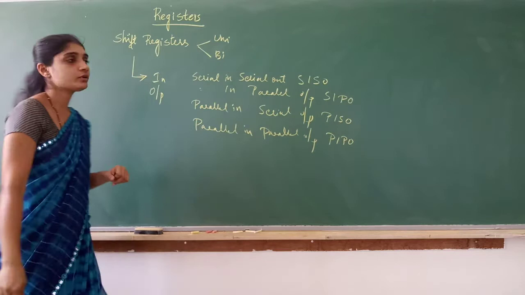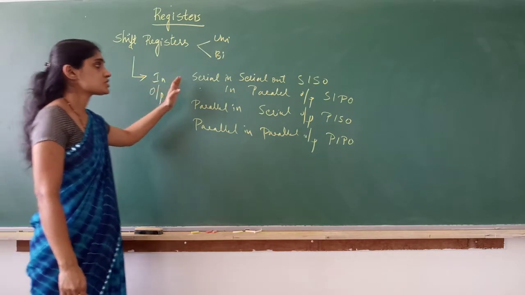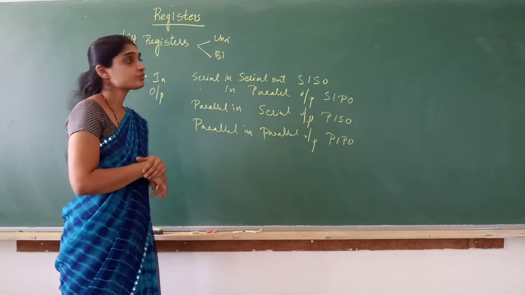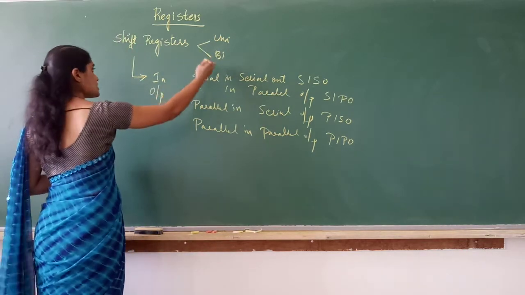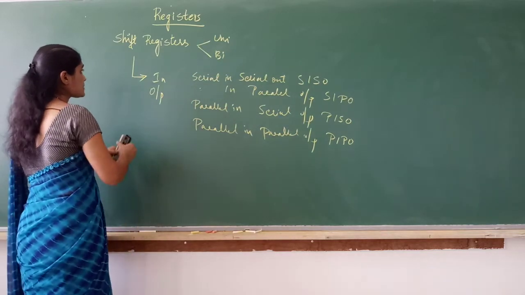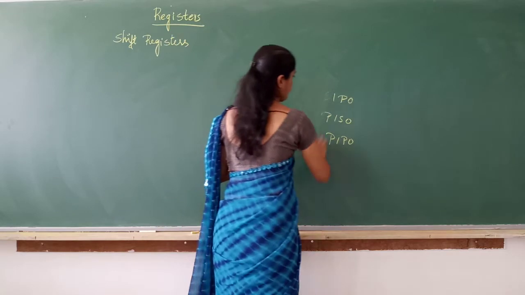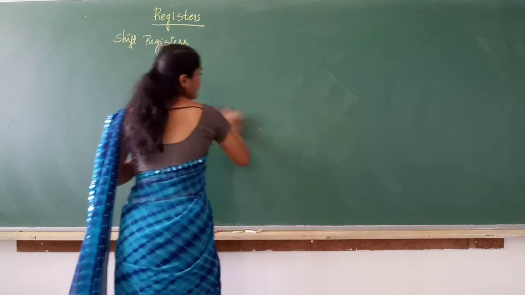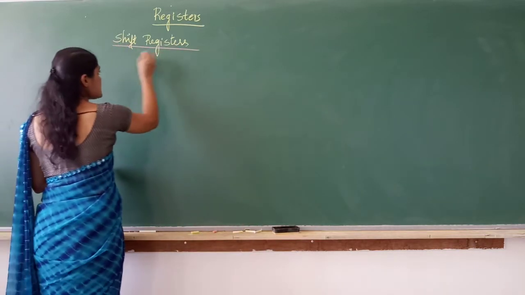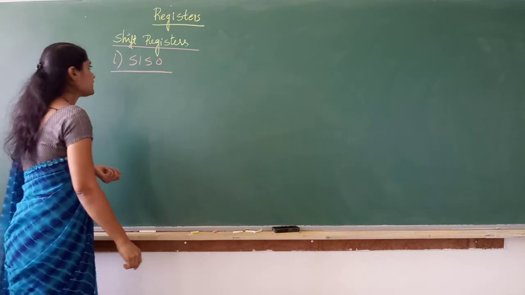Again in the lab, we will be doing experiments on all these 4 types of registers. You are going to demonstrate serial in, serial out, serial in, parallel out, parallel in, serial out, as well as parallel in, parallel out registers. In your syllabus, you are going to learn unidirectional, bidirectional, and all these types of shift registers. So let us take the first one, the unidirectional shift register, that is serial in, serial out. Again this is unidirectional.